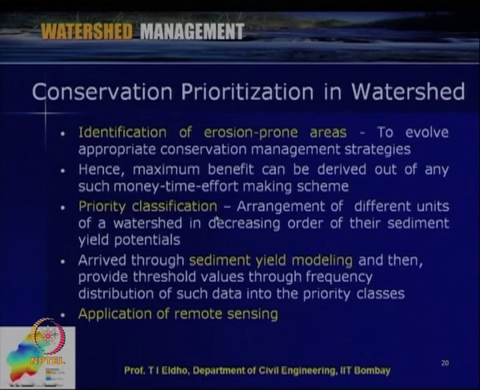Priority classification means arrangement of different units of a watershed in decreasing order of their sediment yield. For example, if we consider sediment yield potentials arrived through sediment yield modeling, we then provide threshold values through frequency distribution of such data into the priority classes. This can be either for sediment yield or water resource assessment or water resource planning for the particular watershed. So that way we can have the applications of remote sensing for conservation prioritization in watershed.